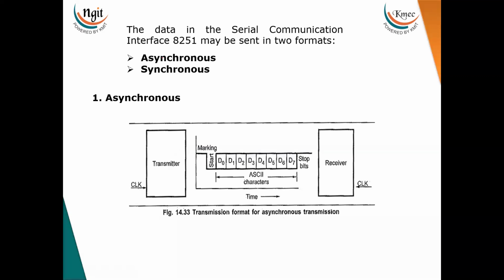Now, data in serial communication interface 8251 may be sent in two formats. One is asynchronous and the other is synchronous. Now, what does asynchronous mean? Here you can see the transmitter and the receiver are not sharing the same clock. Each has a separate clock. It means whenever the transmitter is sending the data, at the same time the receiver will not receive the data. Then the transmitter will send the data. A group of bits we can call a frame. So it will send the data along with the start and stop bits. So this is about the asynchronous.